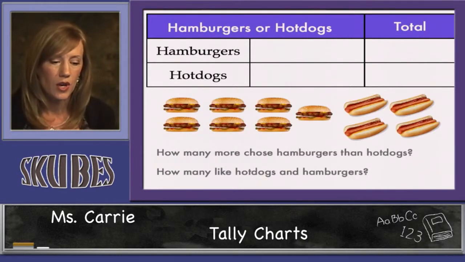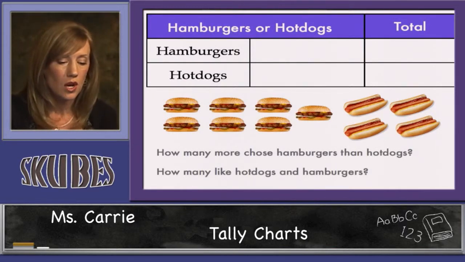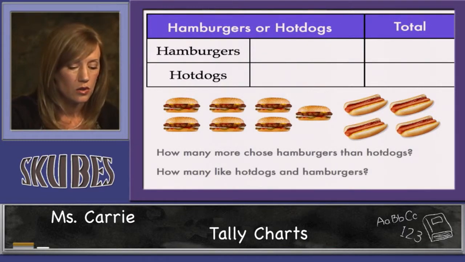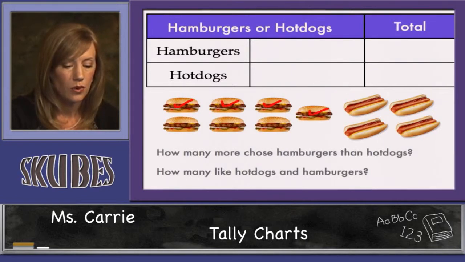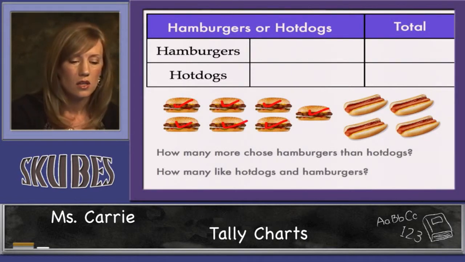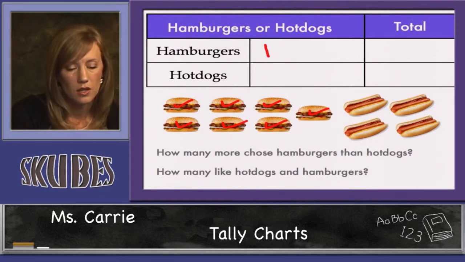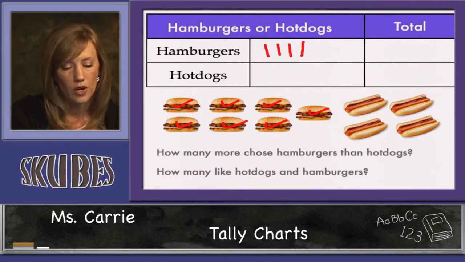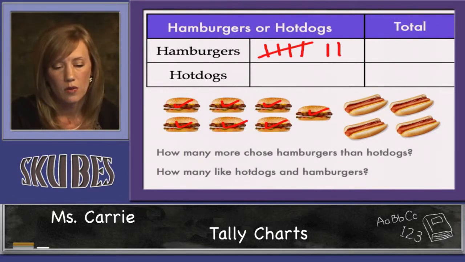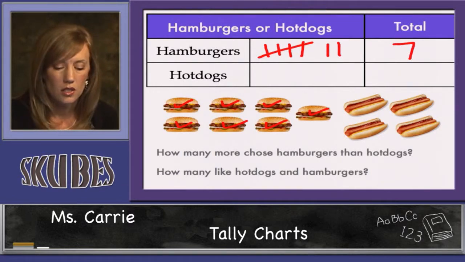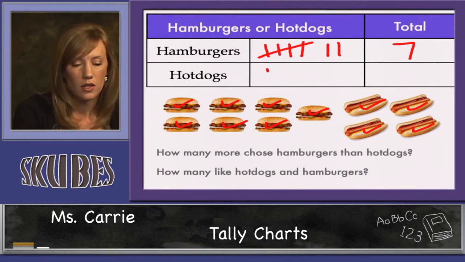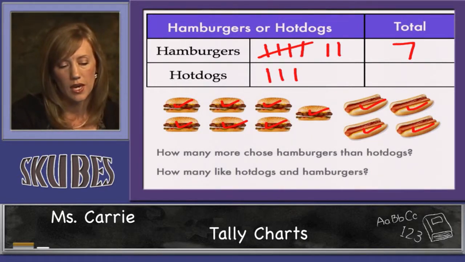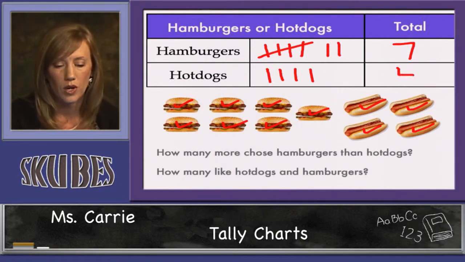Let's look at another chart. This is hamburgers or hot dogs. Which kids liked which the most? Let's count up our hamburgers first. There's 1, 2, 3, 4, 5, 6, 7. So let's make our tallies. 1, 2, 3, 4, 5, 6, 7, and write our number in the total. And hot dogs, there were 1, 2, 3, 4. So make your tallies 1, 2, 3, 4, and write the number 4.